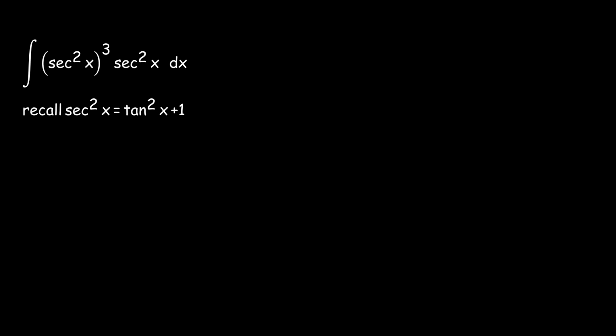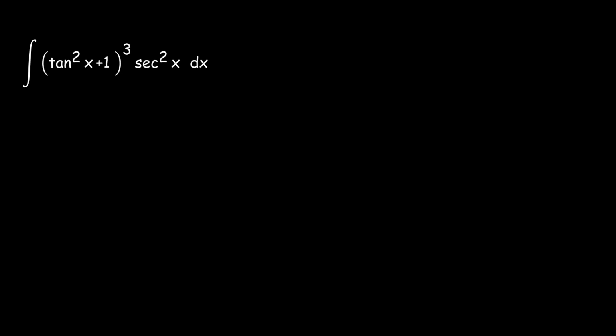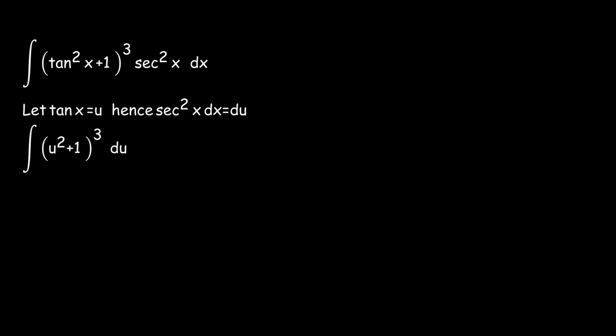Good. Now we're going to substitute this value into the equation. But what do we notice? If we were to take just tan x as a different variable and we differentiate it, it will give us sec square x dx, right? So sec square x is the derivative of what's on the inside of the parentheses. So letting tan x be u, the derivative is sec squared. It means that this would be u squared plus 1 all cubed du.